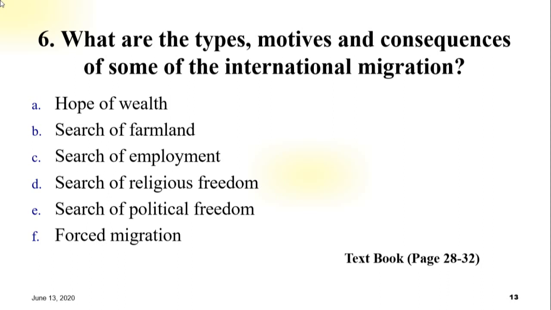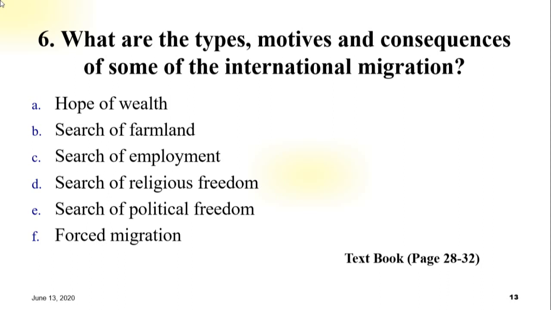Before we look at the 6 points, you have to understand the terms. Types is the category of people or things having common characteristics. Motive is a reason for doing something. Consequence is a result or effect. Type, motive, and consequence. Now let's move to point number 1, hope of wealth.